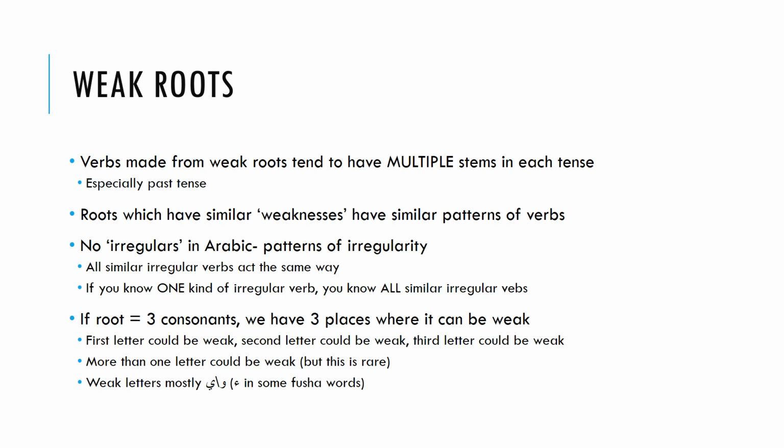So really we're talking about the first letter could be a wow or yeah, the second letter could be wow or yeah, the third letter could be a wow or yeah. And so you'll have classes of verbs where all the verbs that have the second letter is yeah are almost all the same, where the third letter is yeah are mostly the same, the third letter is wow, which is pretty rare, are all the same.